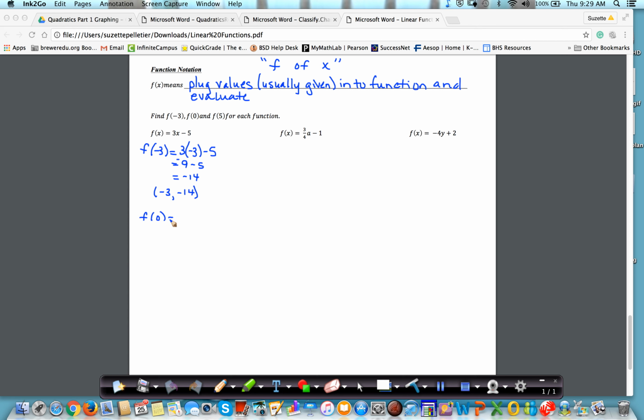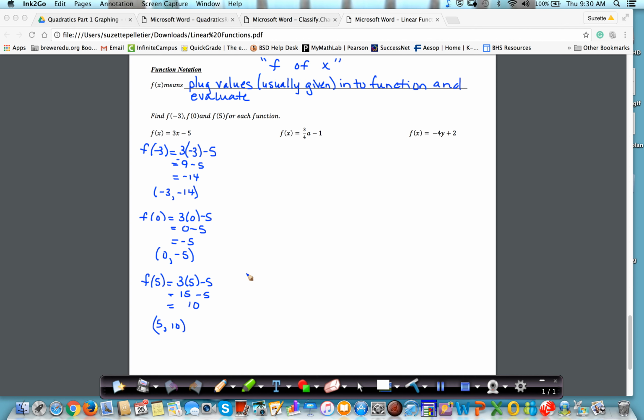F of 0, 3 times 0 minus 5. So 0 minus 5 is -5. When x is 0, y is -5. Last one, f of 5 equals 3 times 5 minus 5. 3 times 5 is 15, minus 5. 15 minus 5 is 10. So when x is 5, y is 10.